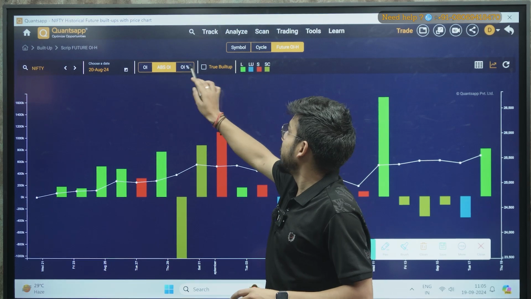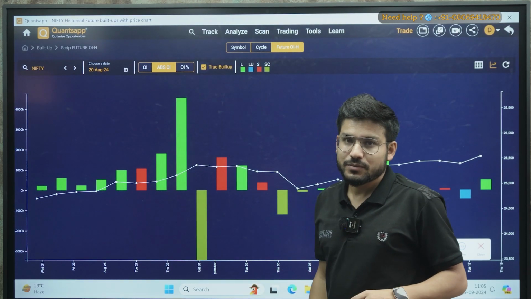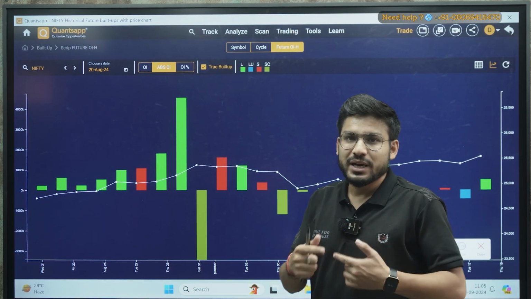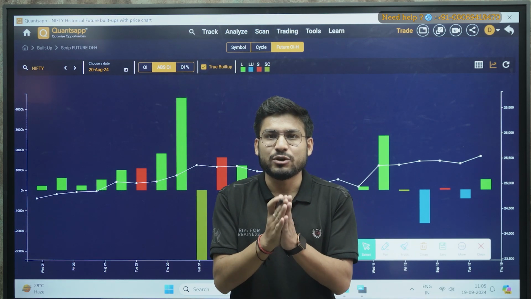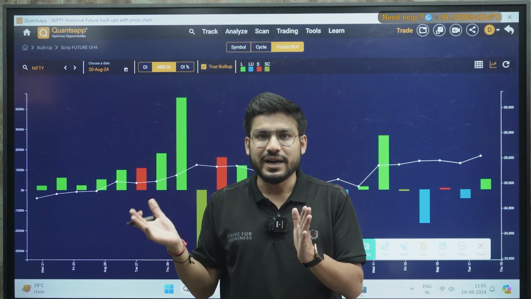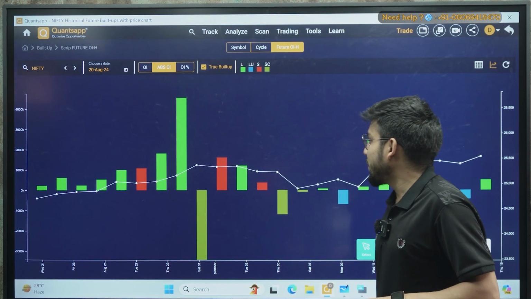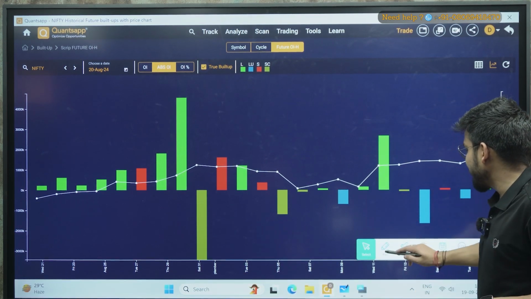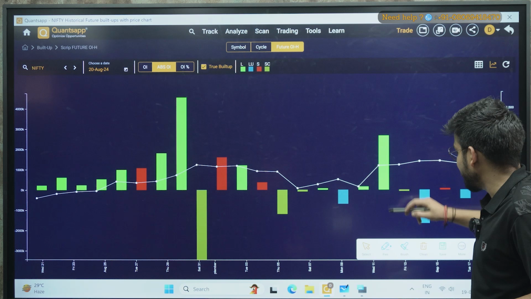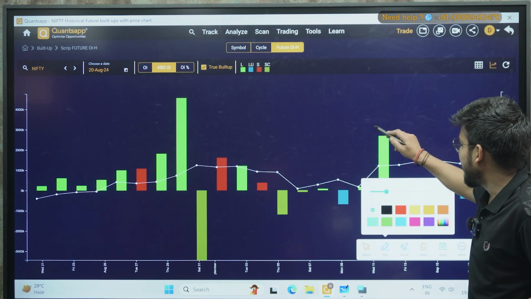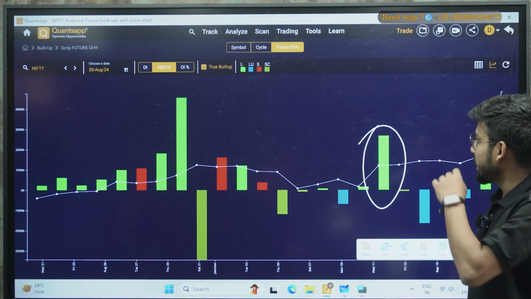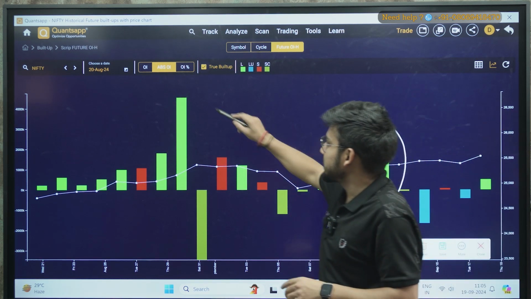Okay, and in the absolute OI, I'll select the true build-up. True build-up is showing me the data of a particular day, not comparing it with the previous day, right? I hope you got it. Now for example, right now I can see here this is a green candle, a good green candle.